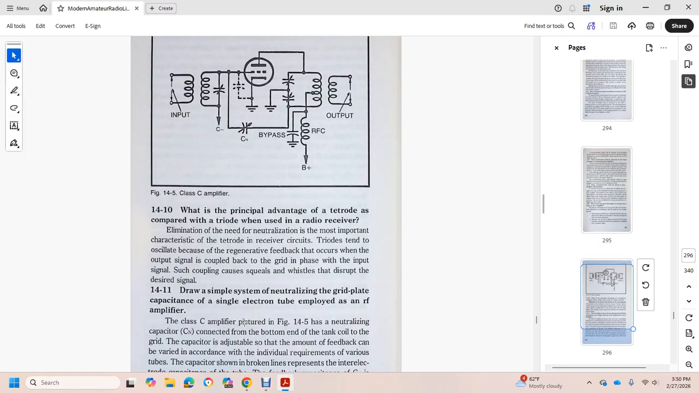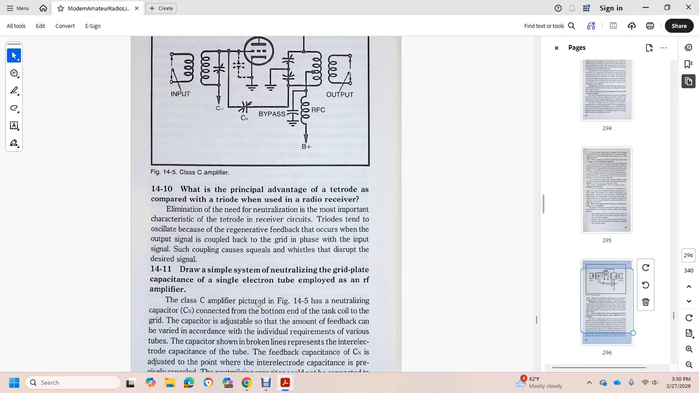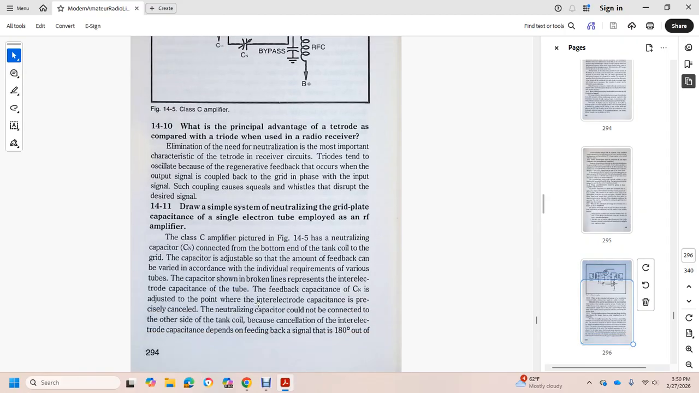Question 14.10: What is the principal advantage of the tetrode compared with the triode in a radio frequency receiver? It is the elimination of the need for neutralization. This is most important in a receiver circuit with an oscillator, where the pickup generates feedback: the output signal is coupled back to the grid in phase with the input signal, and the same coupling causes squeals and whistles that disrupt the desired signal. Draw a simple neutralization system using a grid-plate capacitor for a single electron tube employed as a radio frequency amplifier.